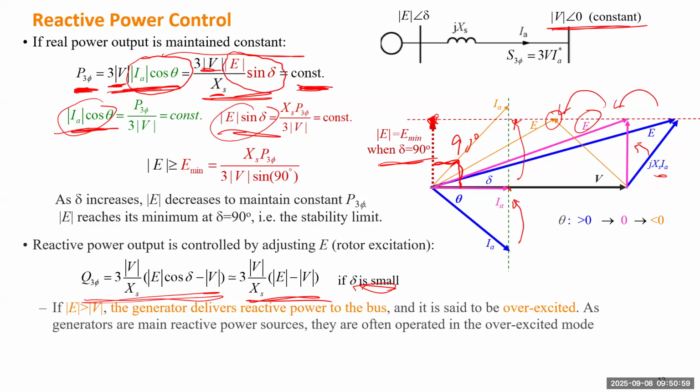If E is longer than V, higher than V, the generator delivers reactive power to the infinite bus, or to the external system. It is said to be over-excited because we need to increase the field current higher than the nominal value, so as to make E higher than V. That's why it's called the over-excited condition. Because generators are main reactive power sources, they are often operated in the over-excited mode.